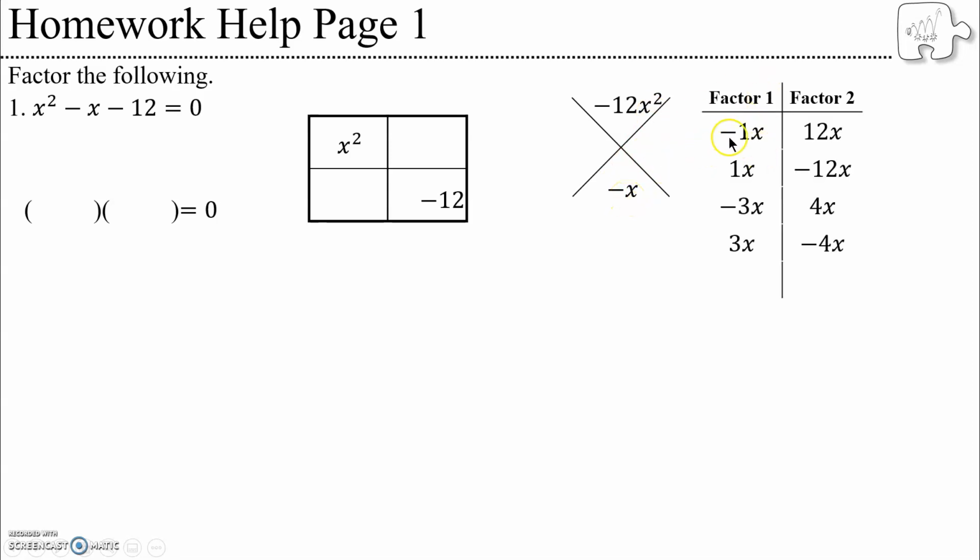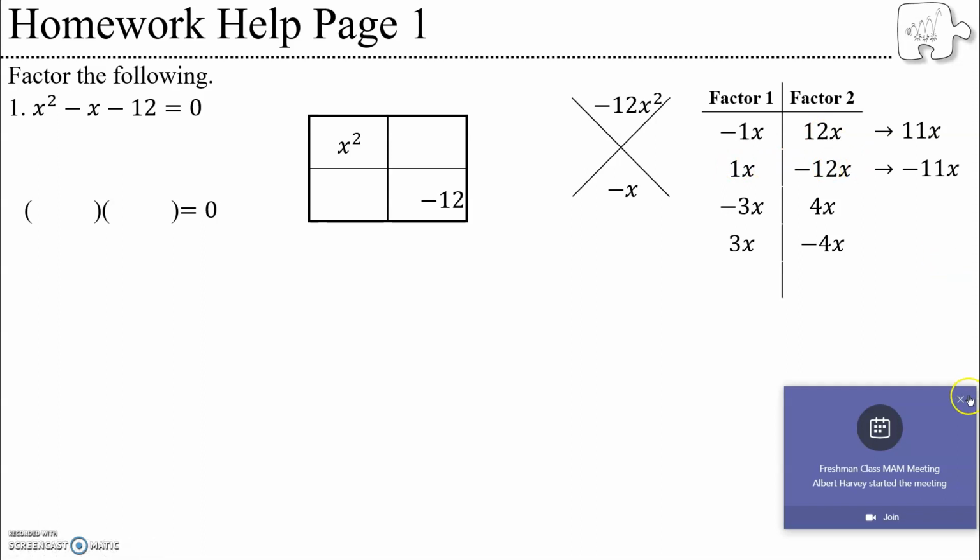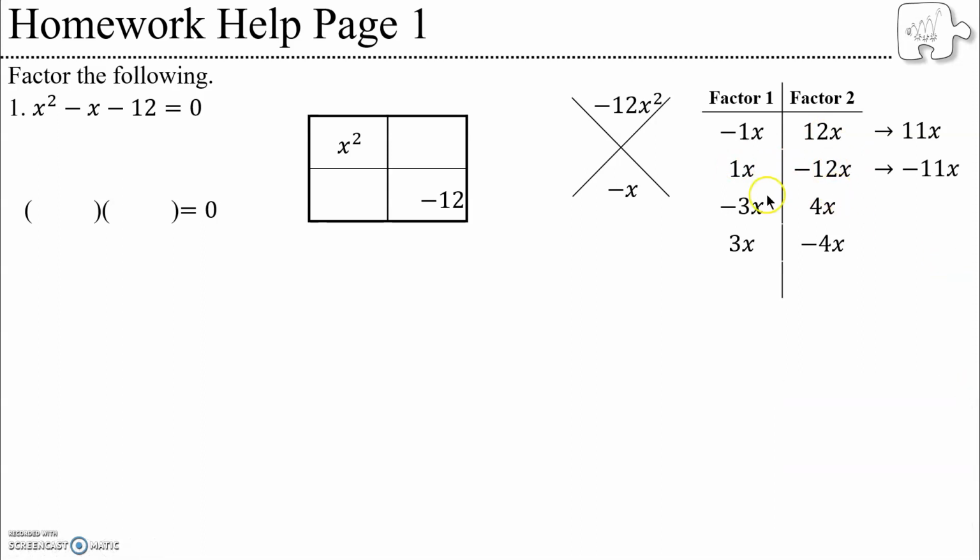So is it negative 1x and 12x, or 1x and negative 12x, which gives us 11x or negative 11x? Or is it negative 3x and 4x, or 3x and negative 4x, which gives us x and negative x? And we wanted negative x. So now we can fill in our diamond with 3x and negative 4x.